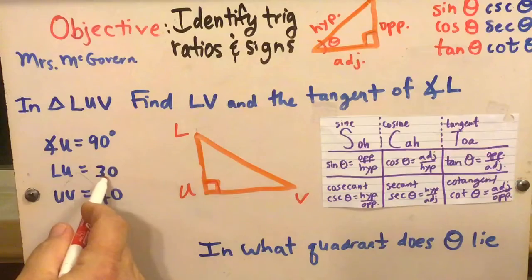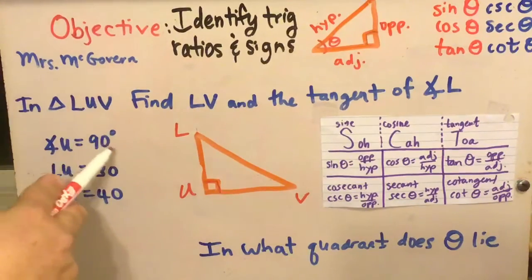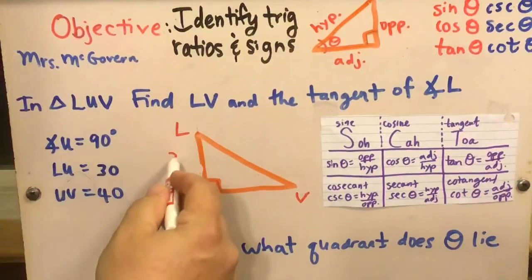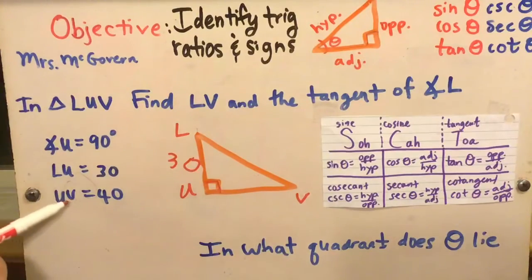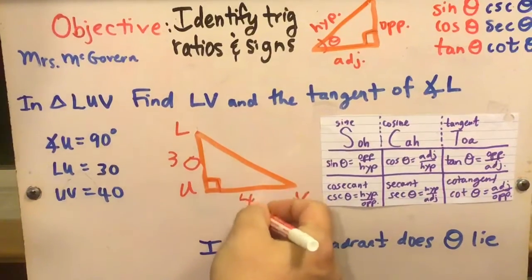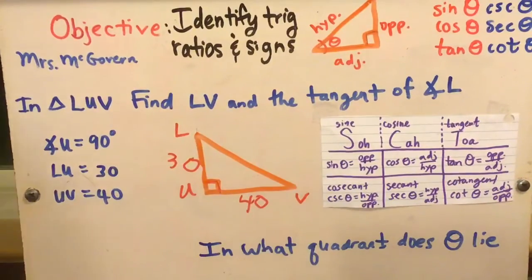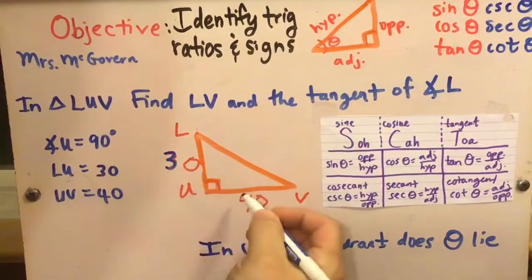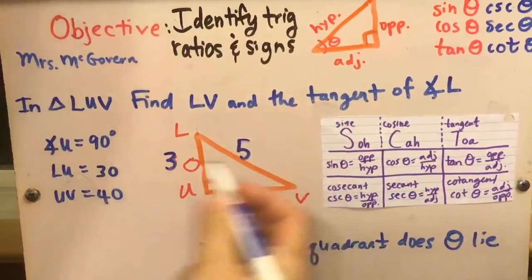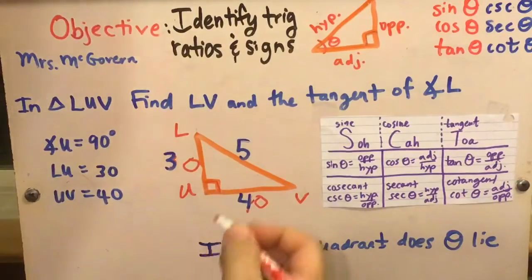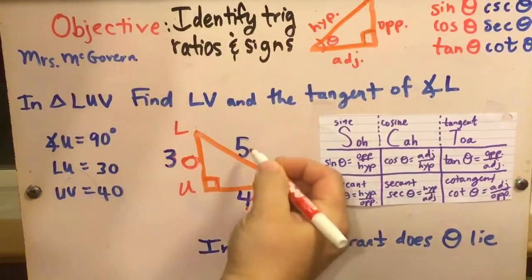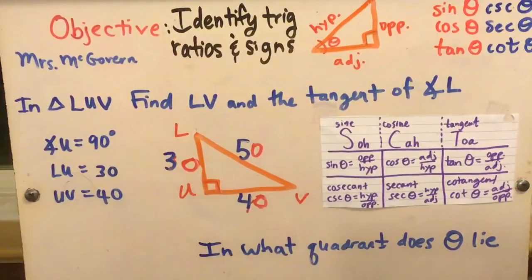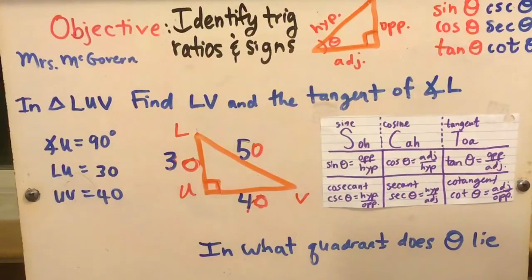So this is an edge, this is not an angle. Angles have that degree symbol. So LU is an edge, 30. UV does not have a degree symbol, so that's an edge, a leg, and that's 40. And that reminds me of the 3, 4, 5 triangle, a special Pythagorean triple, because 3 squared plus 4 squared is 5 squared. So as long as you have multiples of 3, 4, 5, like the 30, 40, 50, you basically can quickly find the third side if you know any of your Pythagorean triples.